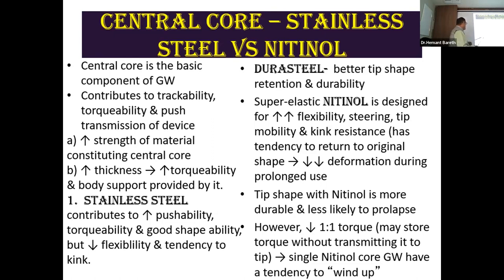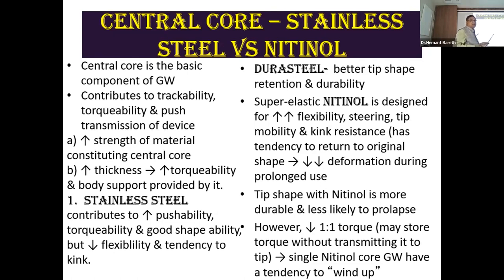So stainless steel has more pushability, torqueability, and shapeability, but less flexibility and more tendency to kink. On the other hand, Dura steel has better tip shape and retention. It's a type of steel. Now, there is also a super elastic nitinol which gives more flexibility. But the problem is that once you shape it, it gets deformed and cannot be shaped back. That is the problem with the BMW wire, which contains this type of nitinol: you cannot shape it back, and with prolonged use it gets spoiled.